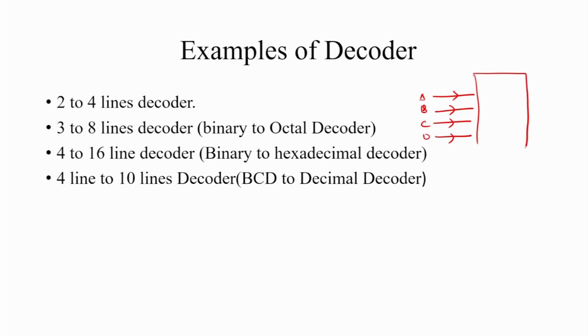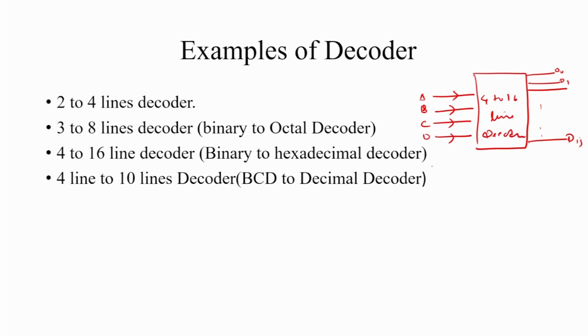There are 4 input lines here, and how many output lines? 16 output lines, starting from D0, D1 and up to D15. This is a 4 to 16 line decoder.